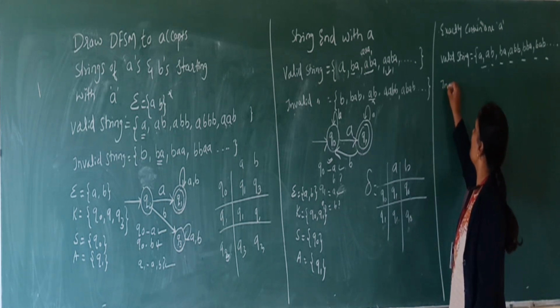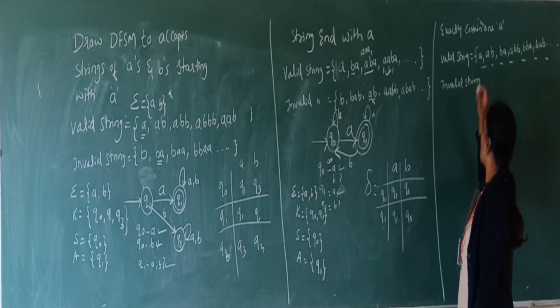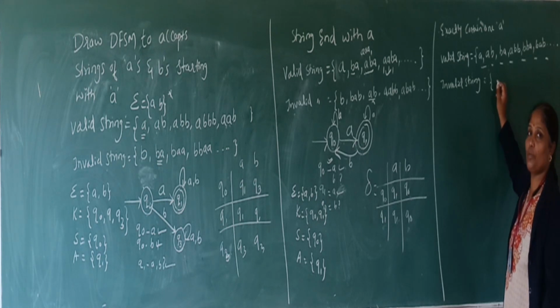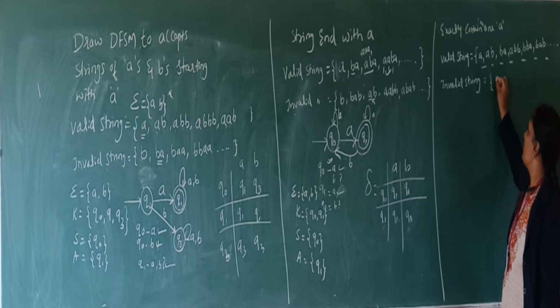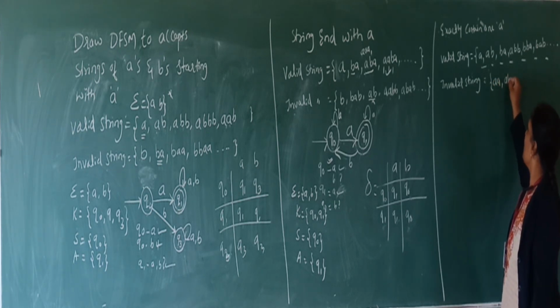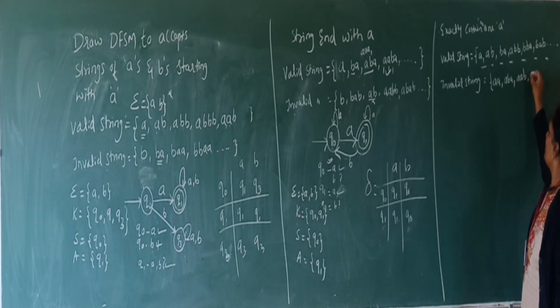Next, the invalid strings. The invalid strings are the strings which have more than one A. So AA is invalid. Next, AAA is invalid. Next, B is invalid here. And next, ABA, these are the invalid strings.